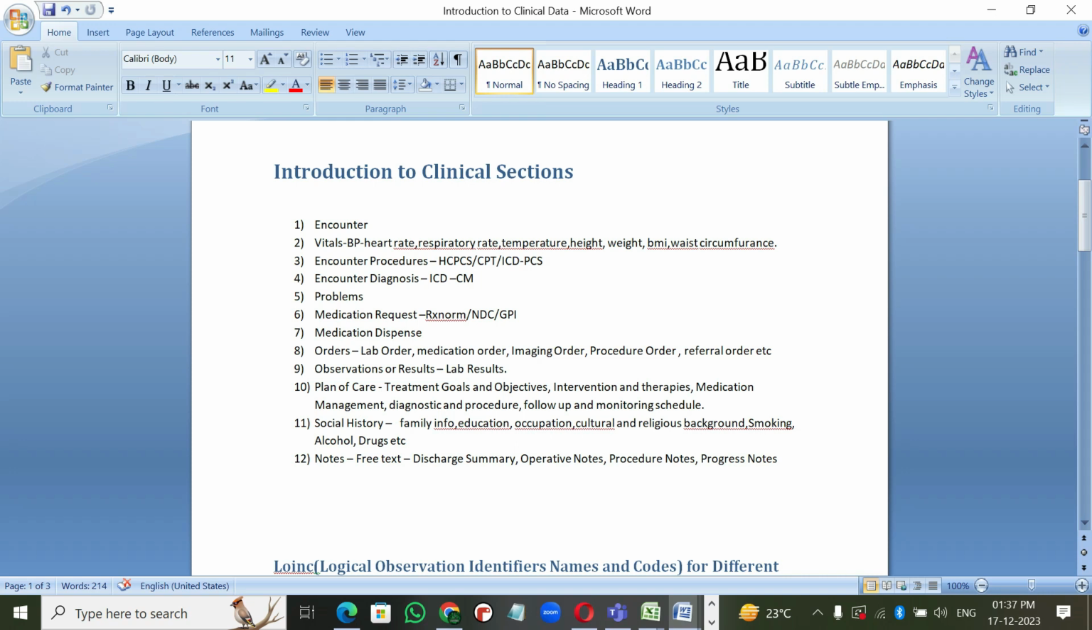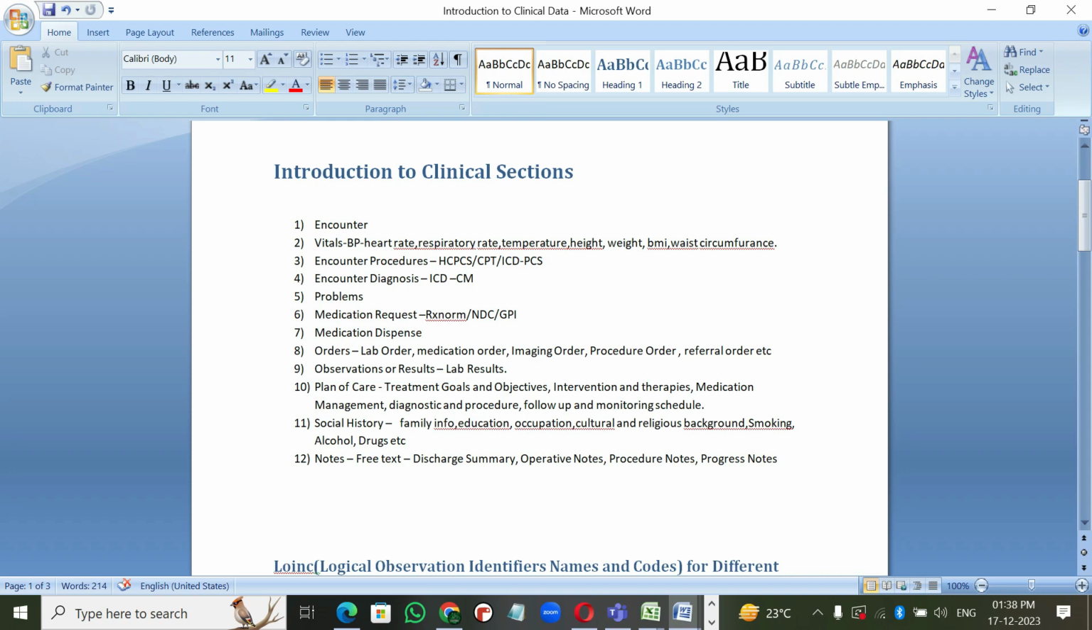So plan of care. Plan of care is a section where the doctor documents the patient's plan of care. Like if you have gone through a major surgery, you had a broken bone, and there are some plates fixed into your leg. So there will be a plan of care in the system, like what the treatment goals and objectives are, or what interventions and therapies you would need, like physiotherapy, or medication management, like what medications you will take and how they're going to change. All that medication management information will be in plan of care.